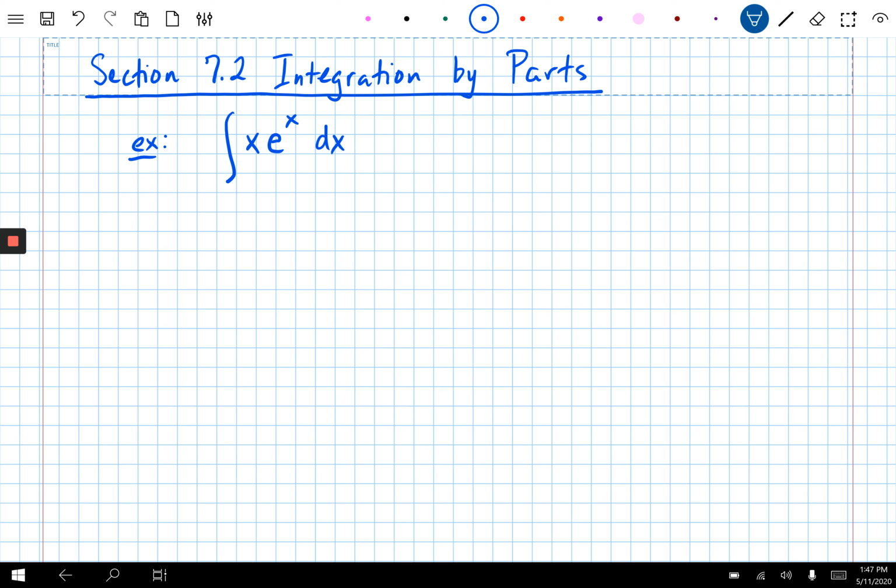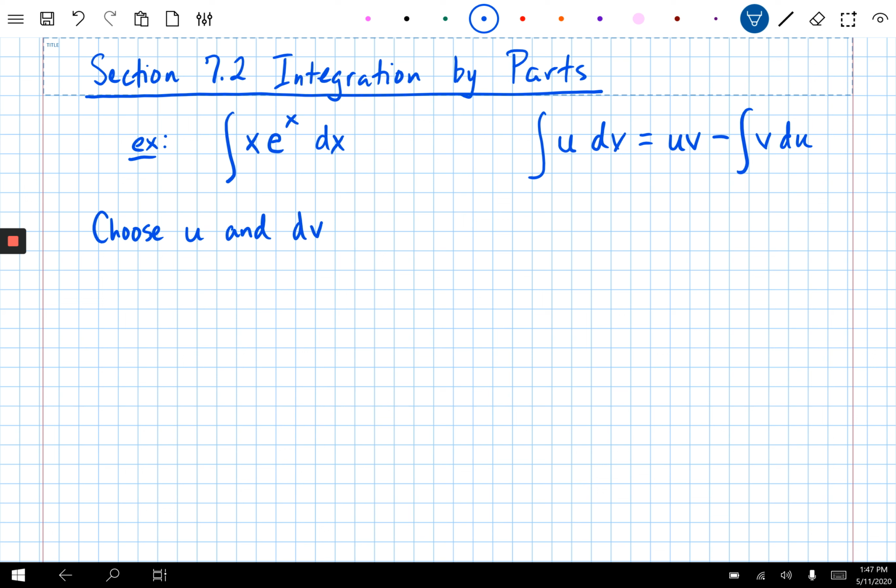So we're going to use this formula that says this. If I have some function u and a derivative of some other function dv, that integral equals u times v minus the integral of v times du. So it's just a formula we're going to follow. So the first thing we have to do is choose our u and our dv.